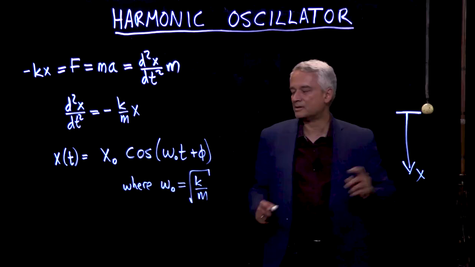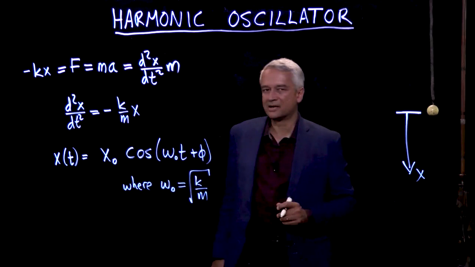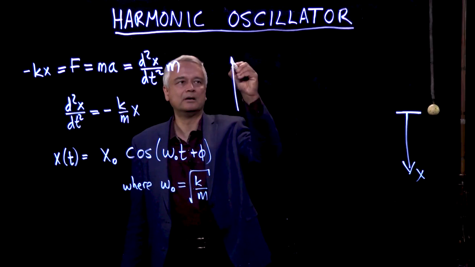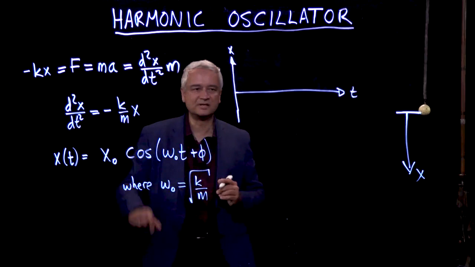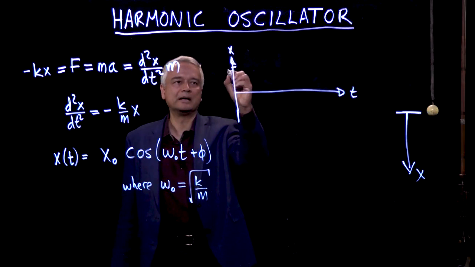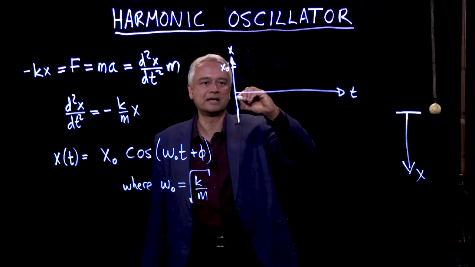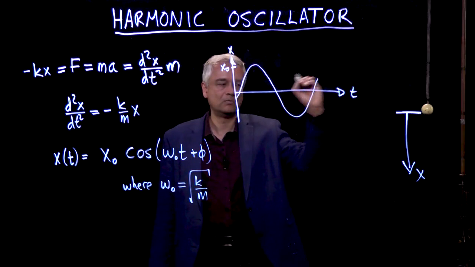And let's now think about plotting this solution. And in so doing, we'll understand what x naught and phi represent. So if I make a graph of x as a function of time, and if I just plot this equation, I'm going to pick some values of x naught and phi. I'll pick an x naught, which is there. And for some choice of phi, we'll get back to phi in a second, I get an oscillatory solution, which looks like that, and then it just keeps going, it keeps repeating.